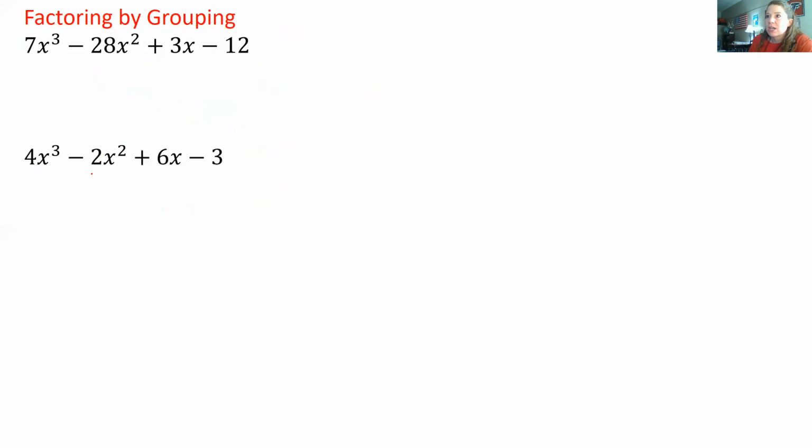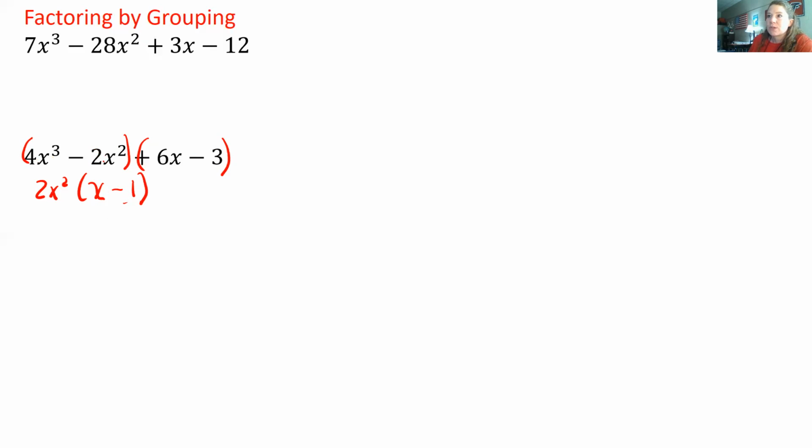First thing we're going to do is look at all 4 terms. Can I divide all 4 terms by the same factor? I cannot. So I'm going to group these. So these have in common 2x squared. So 4x to the third divided by 2x squared is x. And negative 2 divided by 2 is negative 1. And that's all that's left. So I have to put the negative 1 because I don't have any variables or anything else to write.